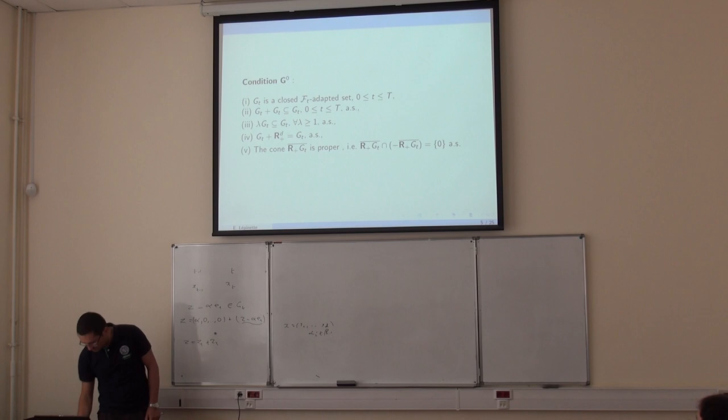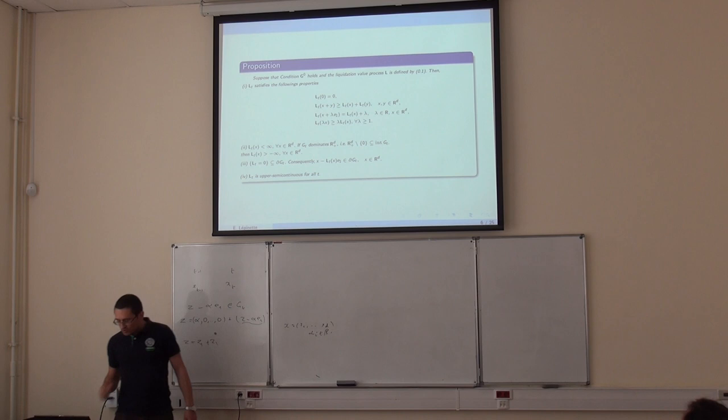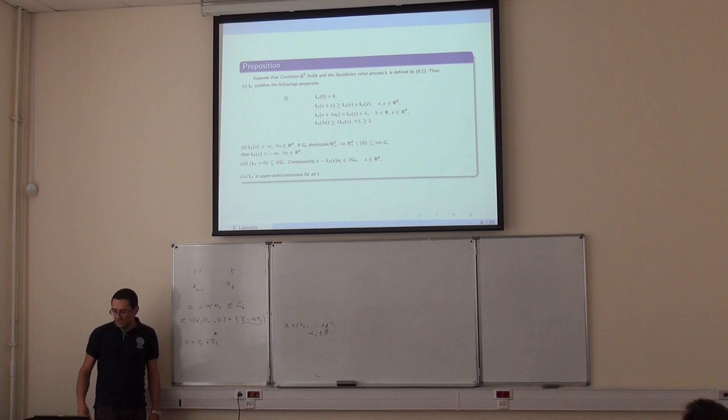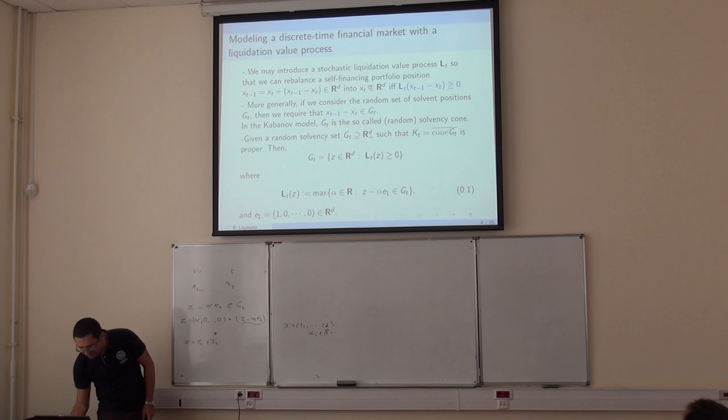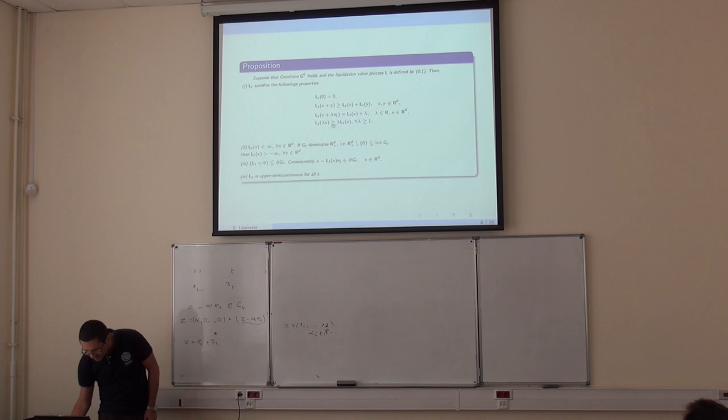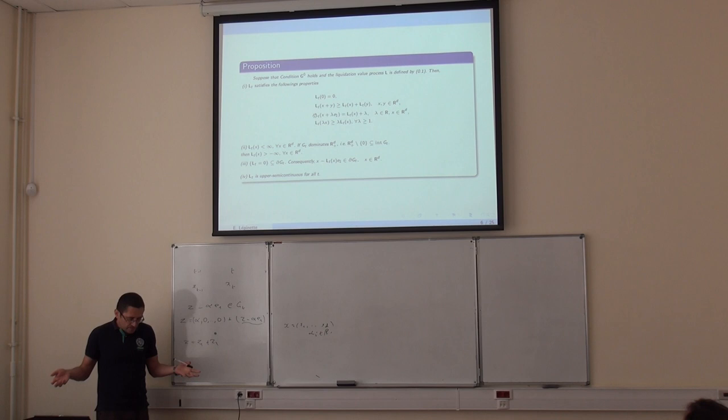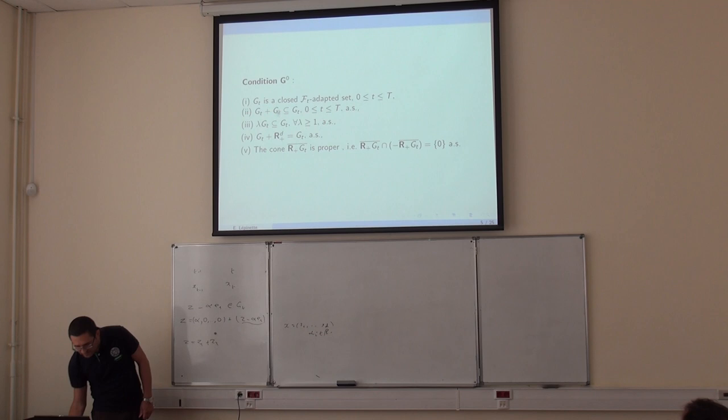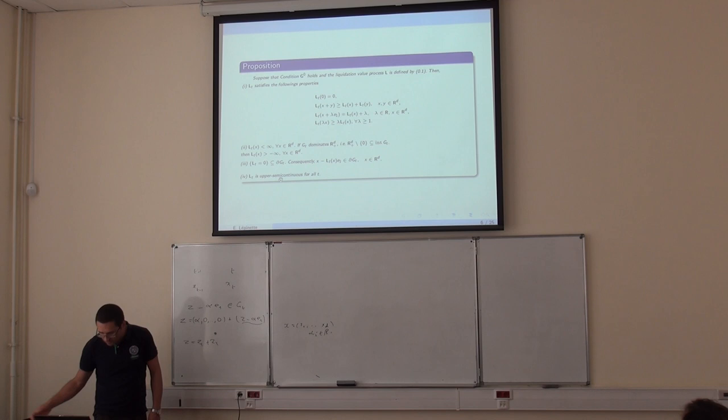Yes, sure. After this transition, we can show that under these conditions, the liquidation value process associated to GT, defined by this formula, satisfies some nice properties. Some of these are natural because they are just the associated properties to these ones. But in particular, Lt appears to be piecewise continuous. This is just some technical feature.